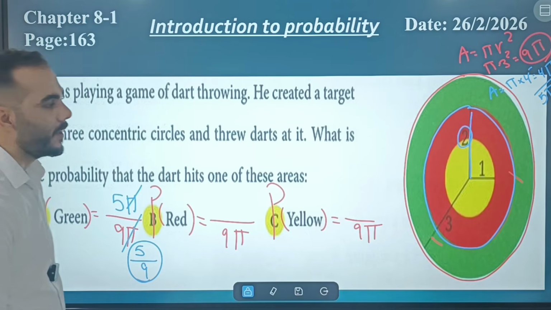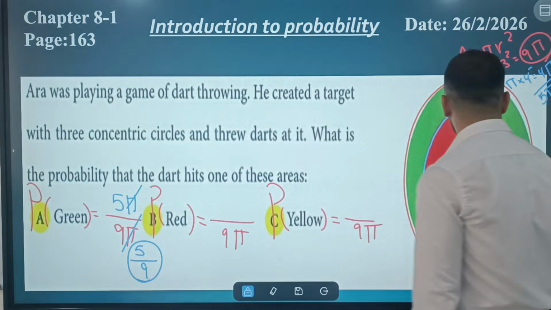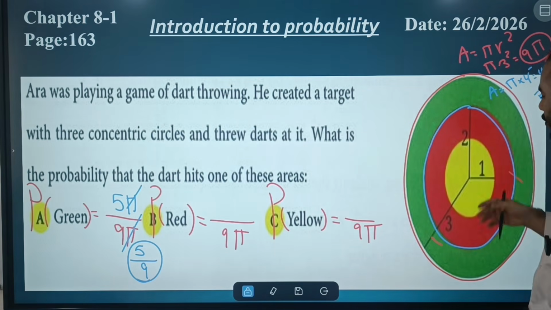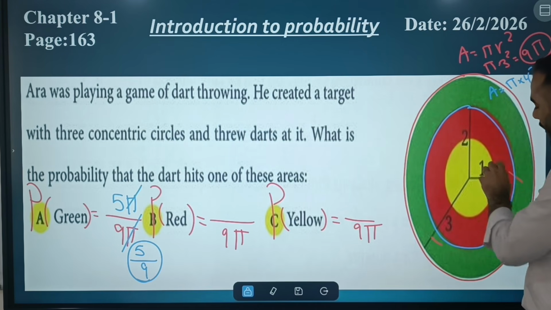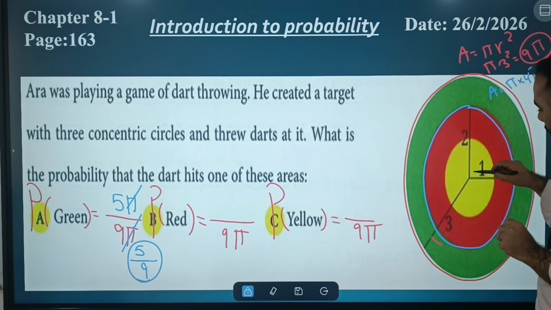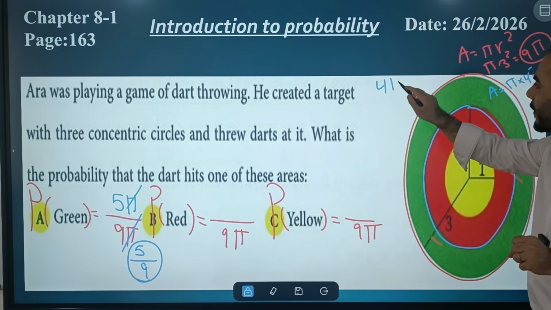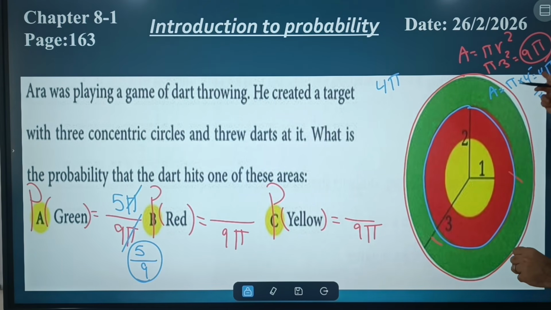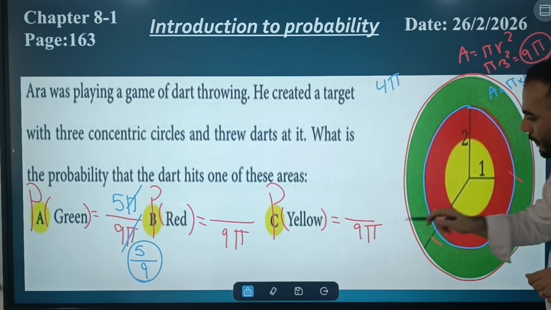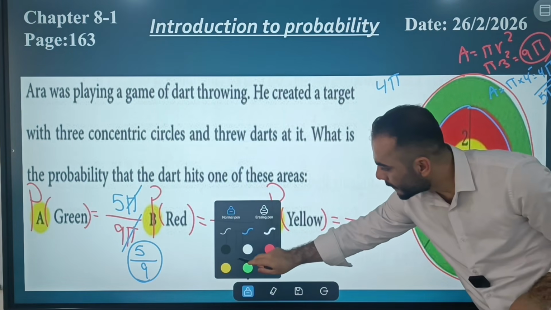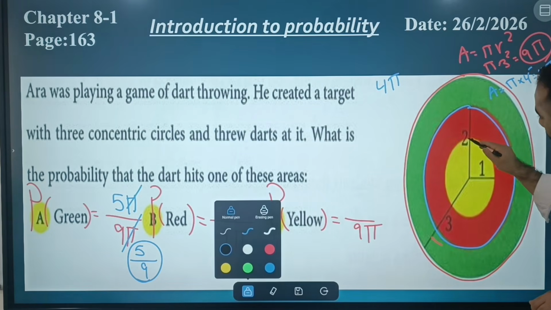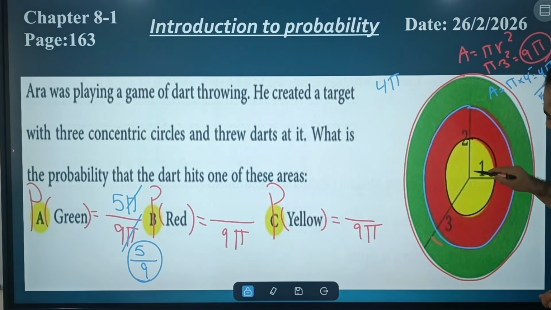How about the red one? If you want to get the area of the red one, of course we will face the same situation. We need to take out the yellow part. In order to take out the yellow part, we already know that the area of the red one is 4 pi. So what about the area of the yellow one? The area of this yellow circle. Its radius is what? 1.